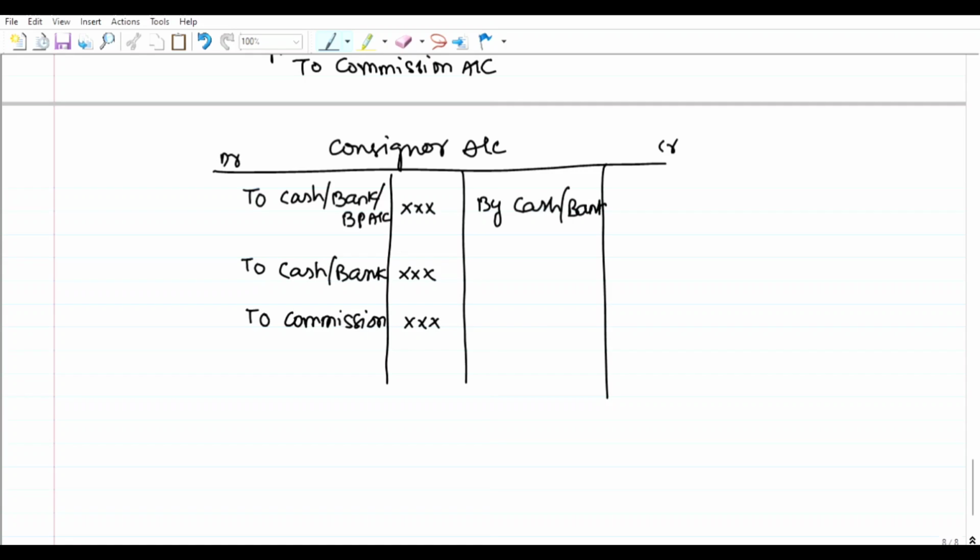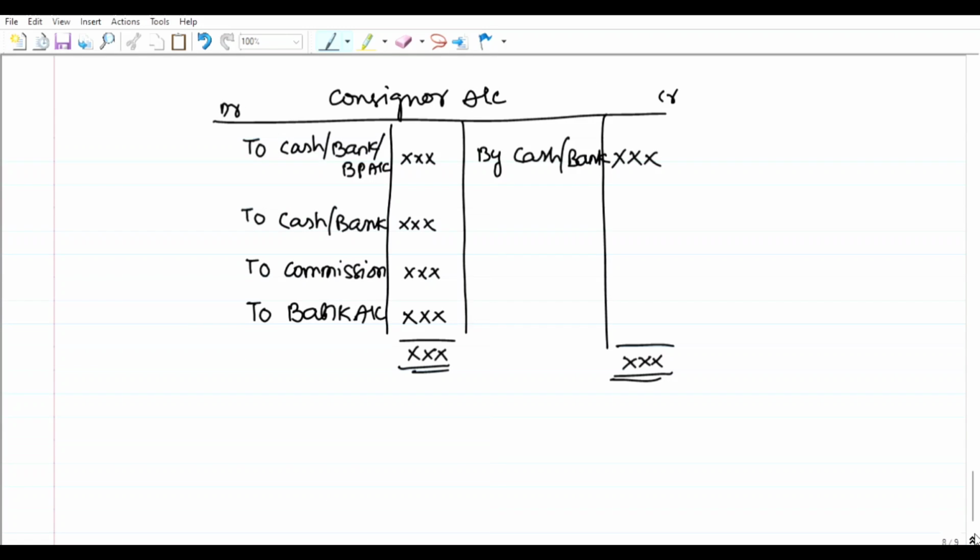And later, if any balance is there, he will be writing that like a bank account. That means a bank draft will be payable to him. So in total this will be the ending for the consignor account. Okay, and now let us go for the next concept. Now let us take some problems.